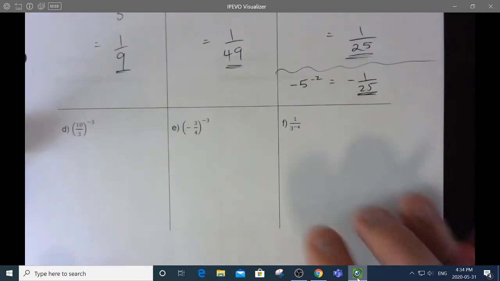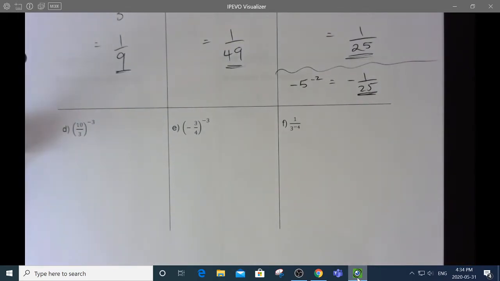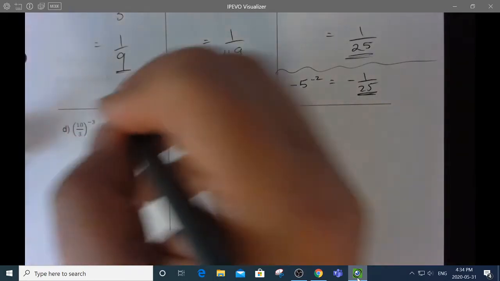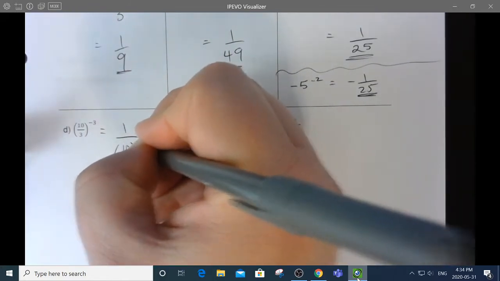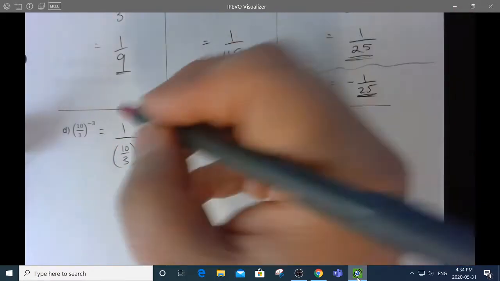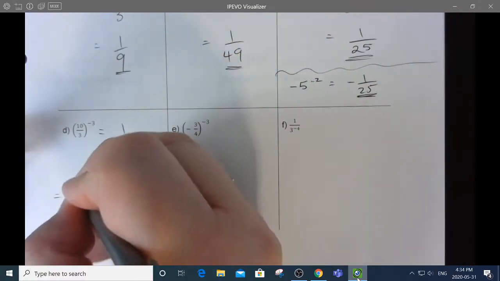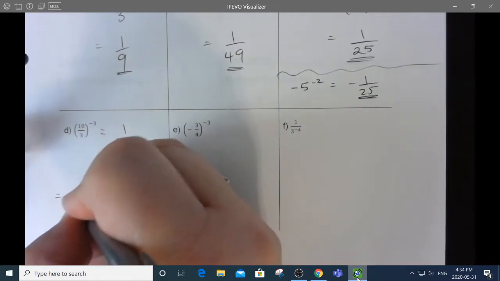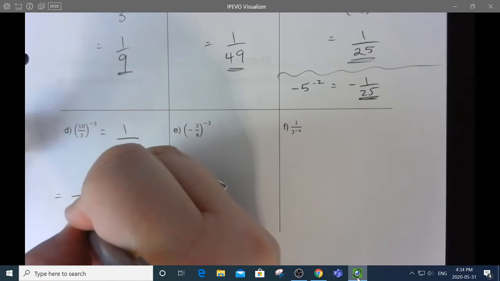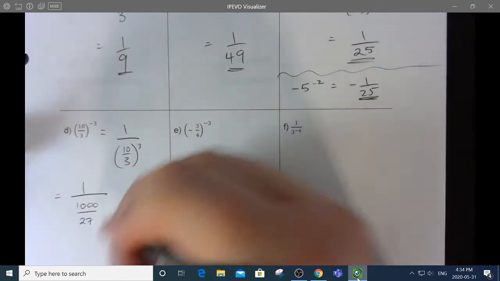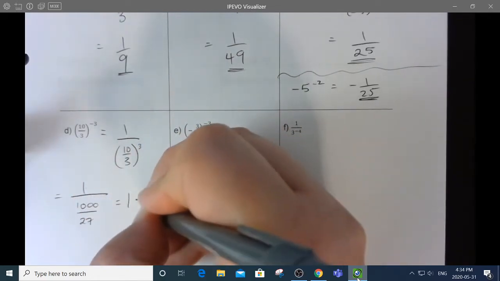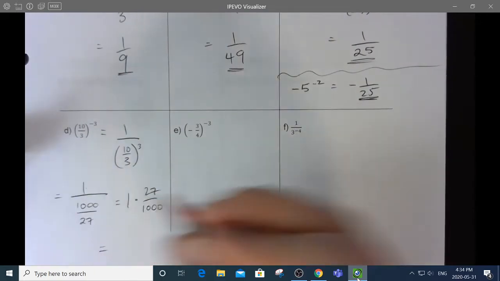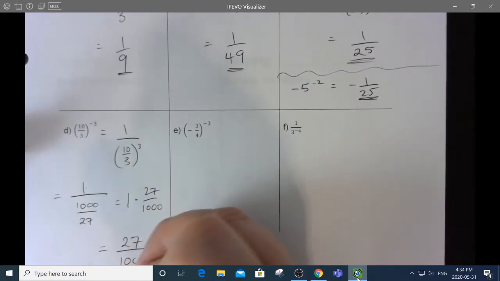All right, now let's think about this one. How do I make this happen? Well, this is like saying 1 over 10 thirds cubed. Now, dividing by a fraction at all, first of all, 10 cubed is 1,000, and 3 cubed is 27. Do you remember that dividing by fractions is like multiplying by the reciprocal? So that's like saying 1 times the reciprocal. And of course, timesing by 1 is pointless. It's just going to be that.